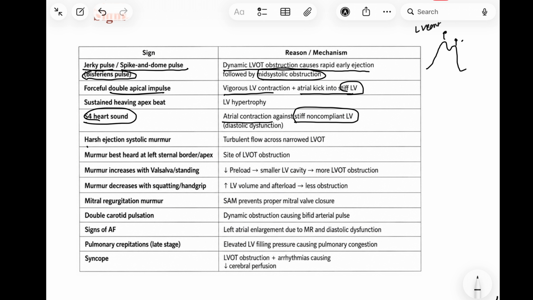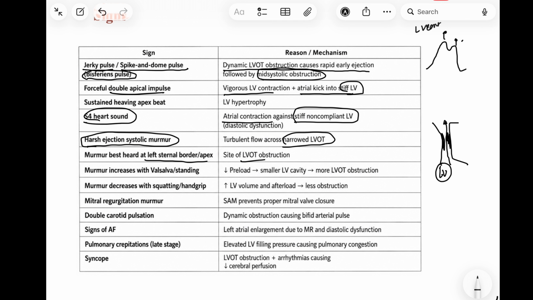Then there is a harsh ejection systolic murmur. Why? Because there is a narrowing of the LVOT, which we discussed. So it is like this: outflow has been decreased. Whenever the LV contracts, it pushes blood through this obstruction, and this gushing of blood results in an ejection systolic murmur, right? The murmur is best heard at the left sternal border and apex. It is a site of LVOT obstruction.